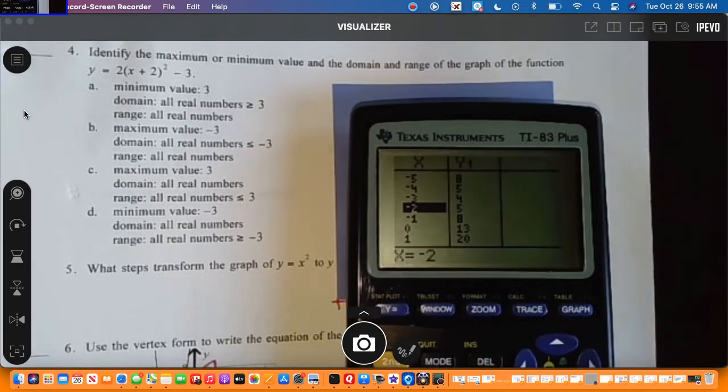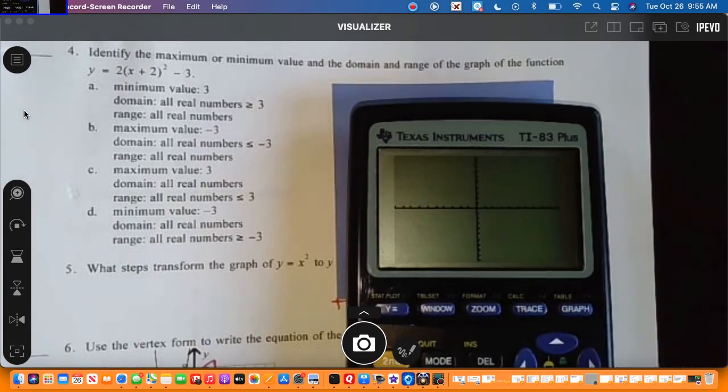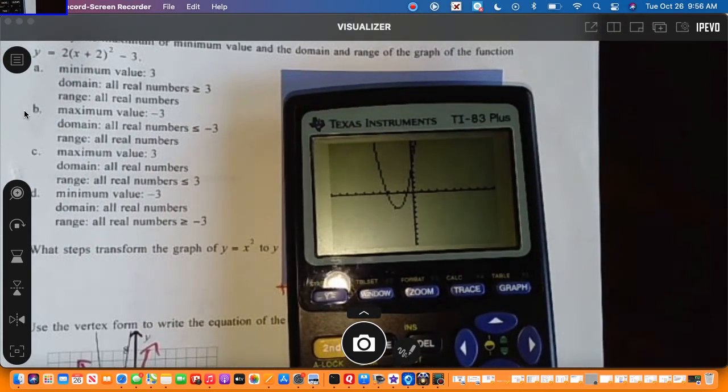So I'm going to go to y equals and put 2 times x plus 2 squared minus 3. And let's look at this picture. Is it a maximum or a minimum? You just look at your picture. It's a minimum. That's a minimum. Okay? And where did it go to?